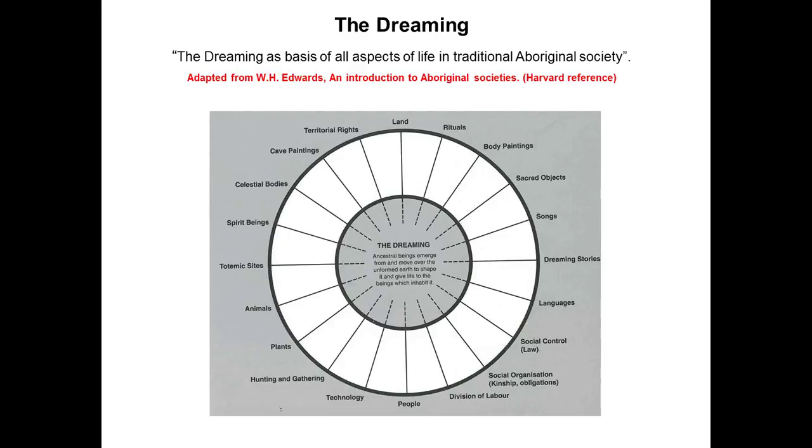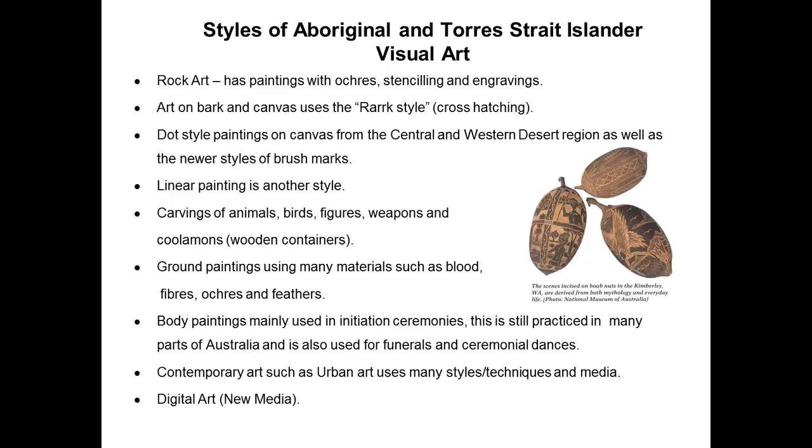Social organisation, so kinship, obligations of what's expected of you for where you are in your culture. The division of labour, people, technology, hunting and gathering, plants, animals, totemic sites, spirit beings, celestial bodies, cave paintings, and territorial rights. So the different styles of Aboriginal and Torres Strait Islander visual art.